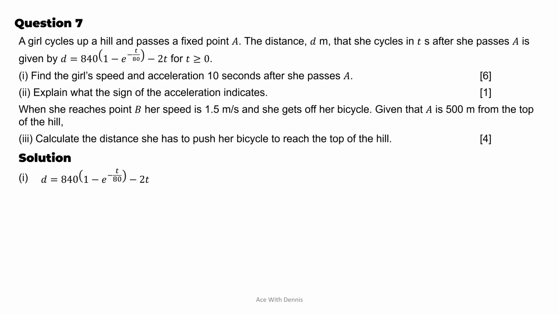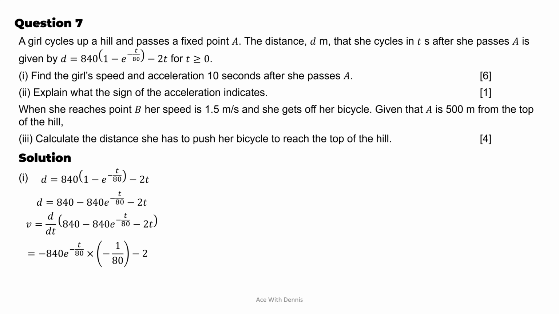Given the equation of the distance traveled by the girl is 840 times 1 minus e to the power of negative t over 80, minus 2t. We can expand the bracket, which we get 840 minus 840 e to the power of negative t over 80, minus 2t. Then, to get the equation of the speed, we differentiate the distance. So with d over dt of 840 minus 840 e to the power of negative t over 80 minus 2t, we will get negative 840 e to the power of negative t over 80 times negative 1 over 80, minus 2.